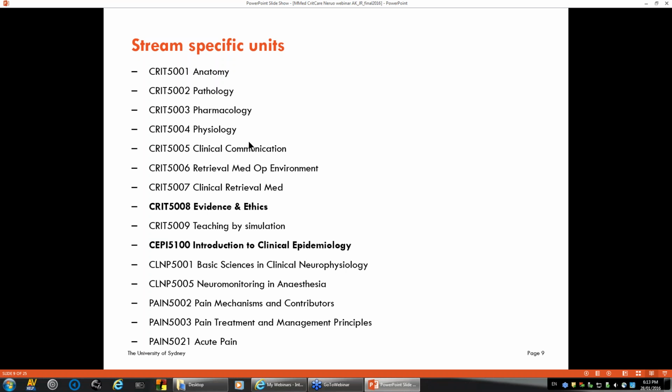No matter which part of critical care you work in, be it anaesthetics, intensive care or emergency medicine, you'll be working in teams where often the environment's uncertain and often chaotic, and being able to communicate effectively in a team is so important. And then, as I said, you end up doing the Evidence and Ethics unit as your final study. So there are stream-specific units. You can see there's a mixture of both pure knowledge and some more cognitive elements there.